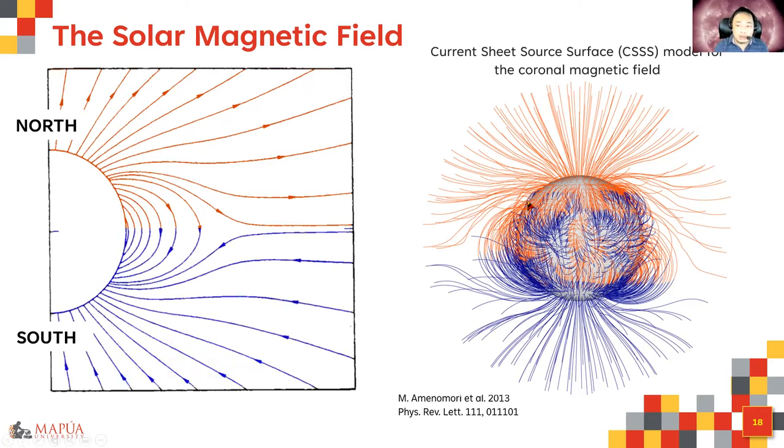So this red line corresponds to the red line here. This is the magnetic field that is pointing outward from the sun, and the blue lines are the magnetic field coming into the sun. The neutral sheet, sometimes called the current sheet, is found at that boundary. This current sheet is a boundary between two regions of magnetic field in opposite directions.